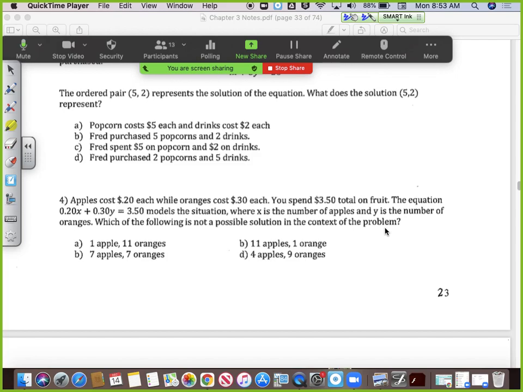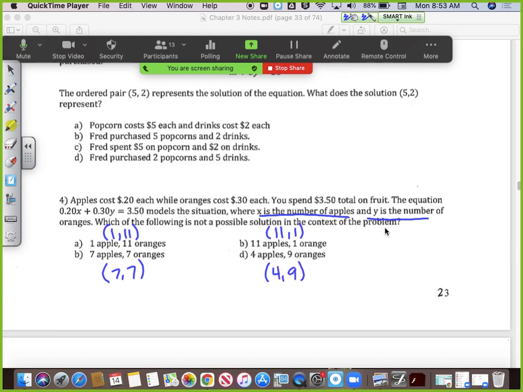That means that if you're going to have 1 apple and 11 oranges, this ordered pair would be (1, 11). Since apples is x, x is the number of apples and y is the number of oranges. This one would be (7, 7). This would be (11, 1). And this would be (4, 9).